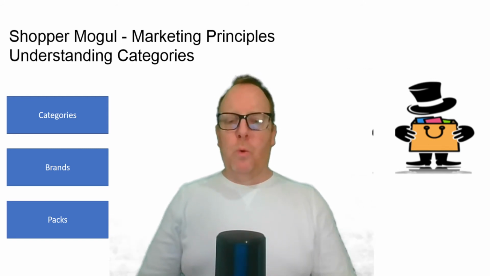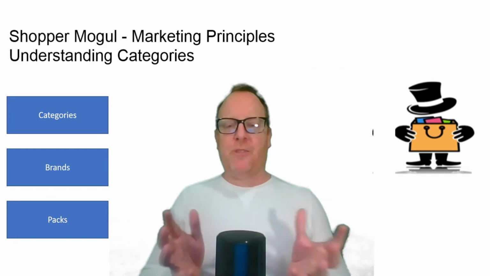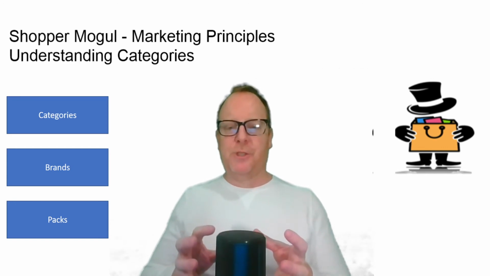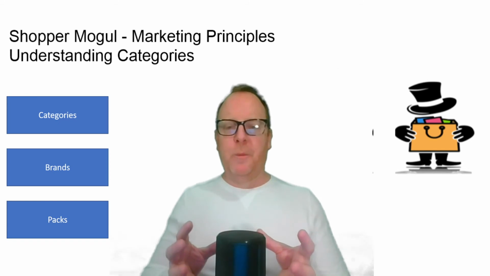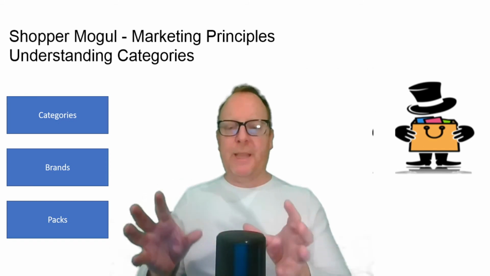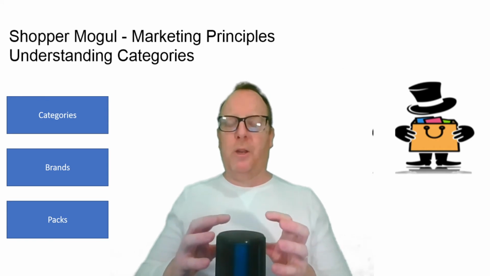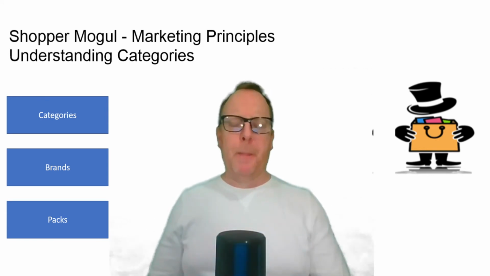So what is a category? So essentially a category is a collection of products that serves the same fundamental consumer need. So a group of products within a category are products that you will make a choice between when you're trying to solve one consumer problem.